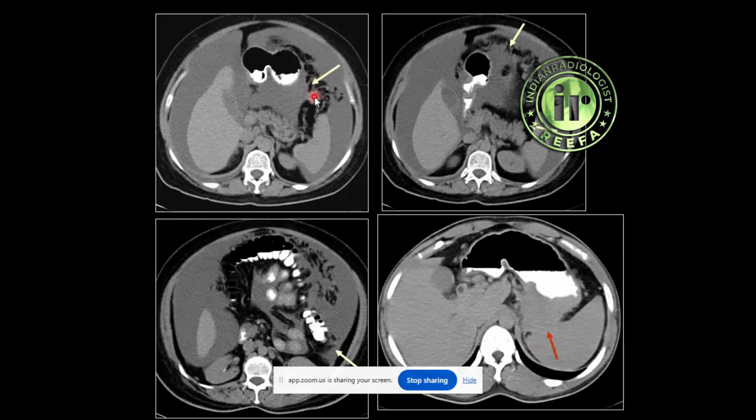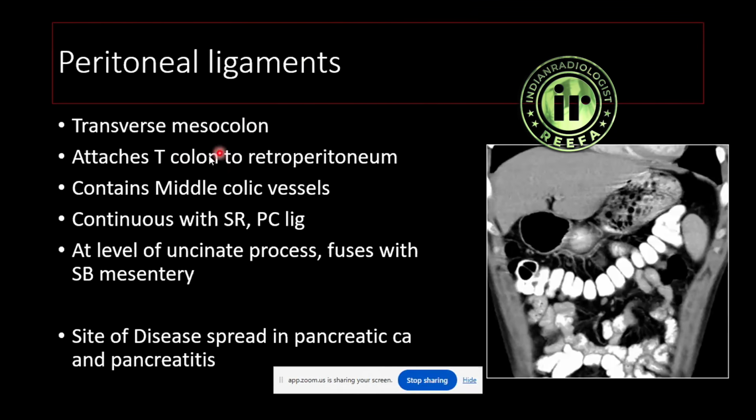Now, note that the gastrosplenic ligament and the splenorenal ligament form the boundaries of the lesser sac. We saw that this was the lesser omentum. This is the lesser sac, and the gastrosplenic and the splenorenal ligaments form the boundaries of the lesser sac. And this lesser sac is inferiorly bordered by the transverse mesocolon. So let's come to the transverse mesocolon.